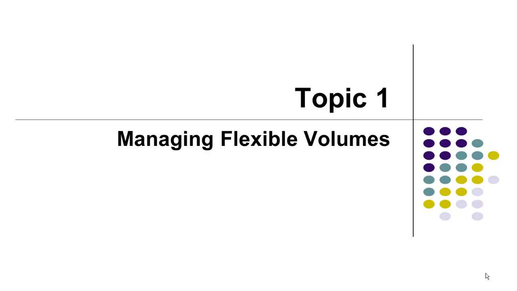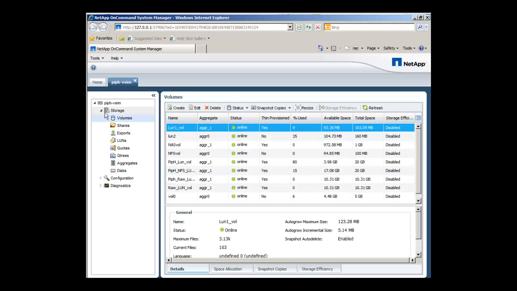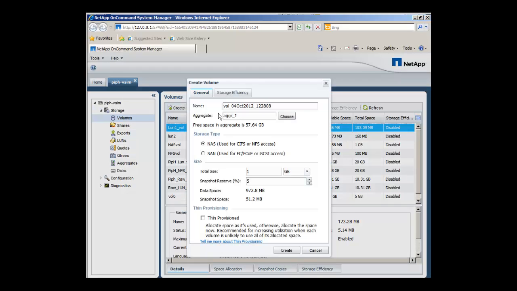Managing flexible volumes. This part will demonstrate how to create a volume. To create a new volume under storage, we select volume and then we select create. Once the dialog box comes up, the first thing we need to do is enter the name of the volume. In this case, I will name the volume vol_demo. Make sure this is a meaningful name, otherwise managing your storage may become a nightmare if you can't identify the purpose of the volume. I will leave the aggregate as ag_1 as that's what is prepared for this video.